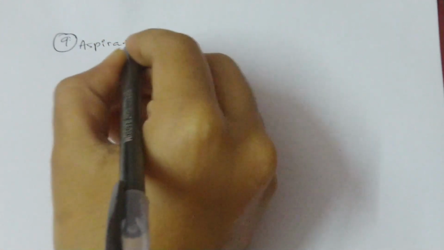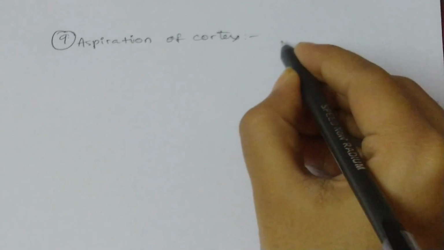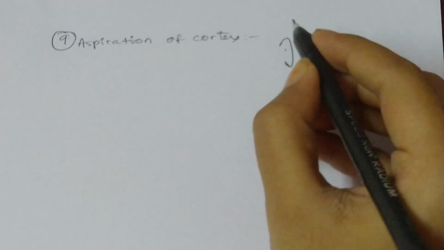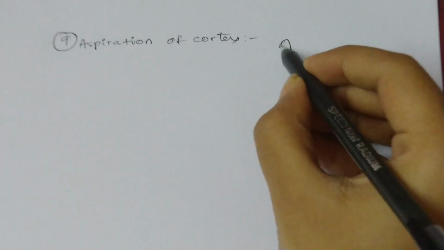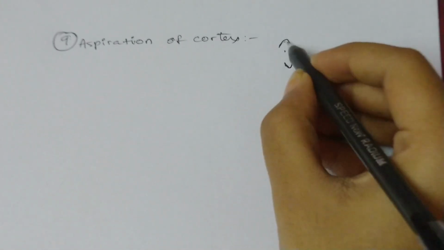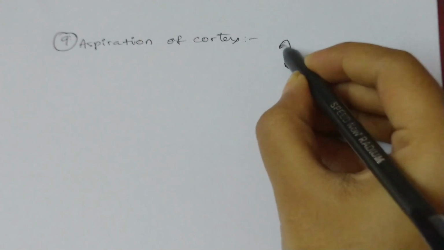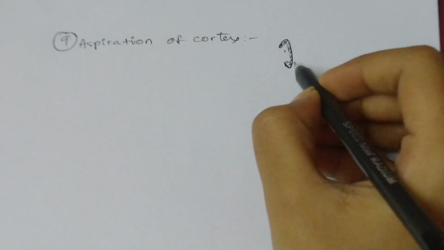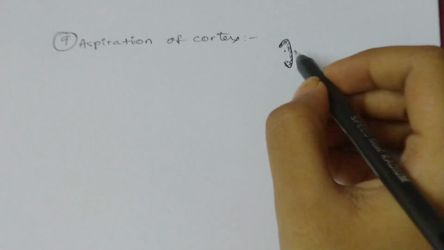So the next step is aspiration of cortex. We have already removed the nucleus. So what are the leftover contents? Part of the anterior capsule, the whole of the posterior capsule, and cortex. These are the things that are left.